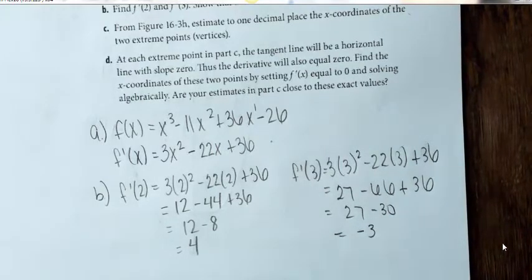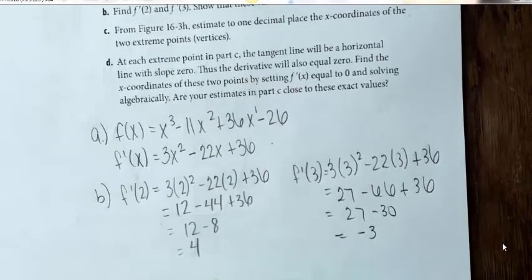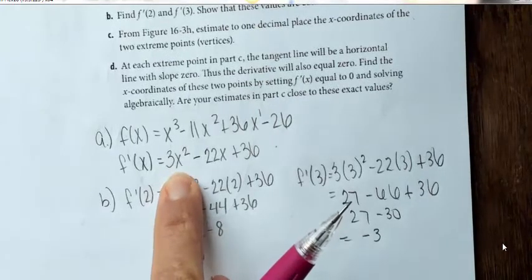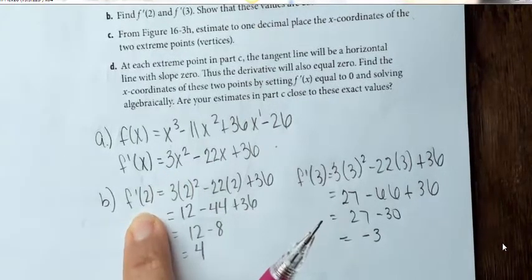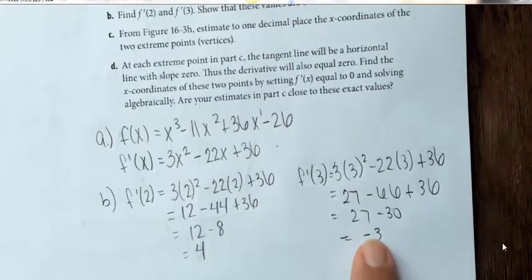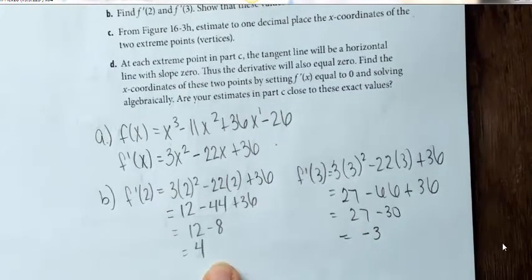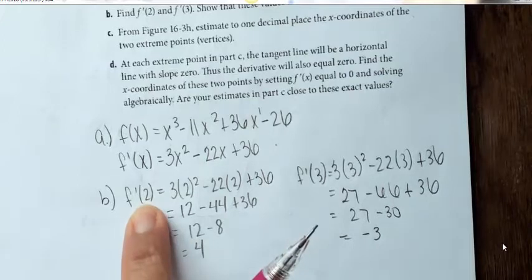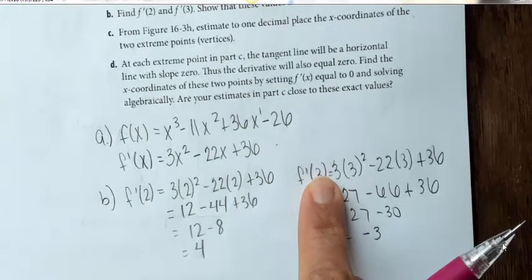Alright, so show that these values are consistent with the graphs. Okay, so what do these values mean? Well, I've taken the derivative, and then I found the derivative at a certain x value. So these are the slopes of my tangent lines at x equals 2 and at x equals 3.